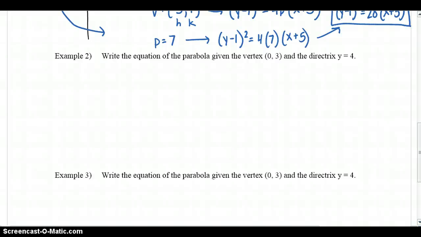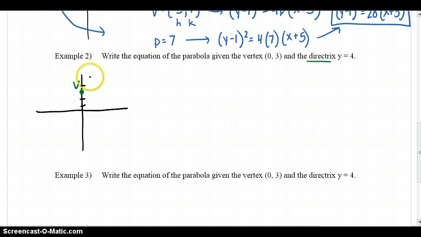Example 2 says write the equation of the parabola given the vertex is (0, 3) and the directrix is y equals 4. Once again, I always graph. Now, you're not required to graph anything when it comes to writing the equations, but I find that it helps a lot. Alright, so at (0, 3), that's our vertex.